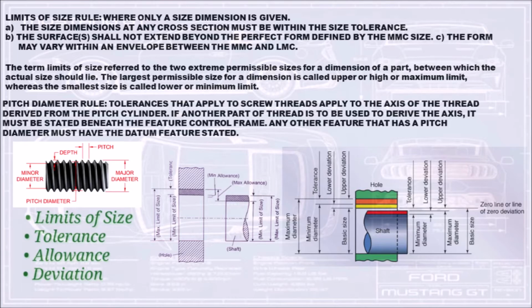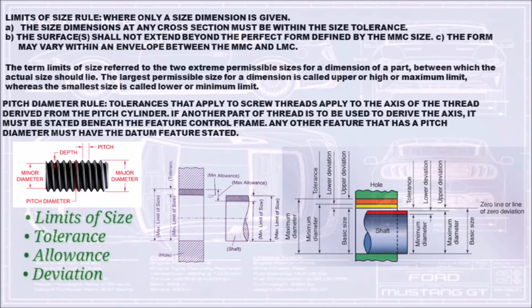The term limits of size refers to the 2 extreme permissible sizes for a dimension of a part, between which the actual size should lie. The largest permissible size for a dimension is called upper or high or maximum limit, whereas the smallest size is called lower or minimum limit.